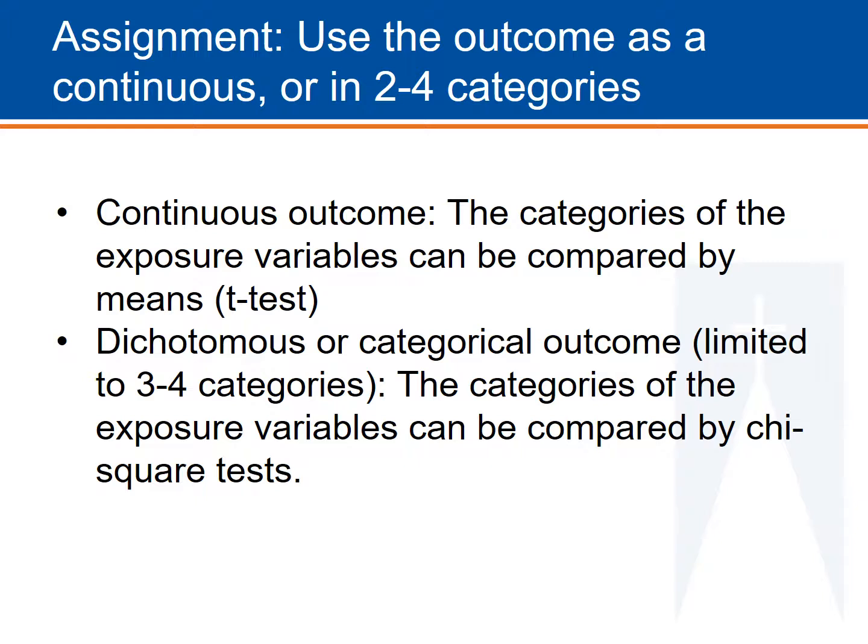If your outcome is dichotomous or categorical, try to combine groups to have no more than 4 categories for the chi-square comparisons. If you can't, just expand your table, but it will be more time-consuming and harder to explore results if you have several categories for both your outcome and your exposure.